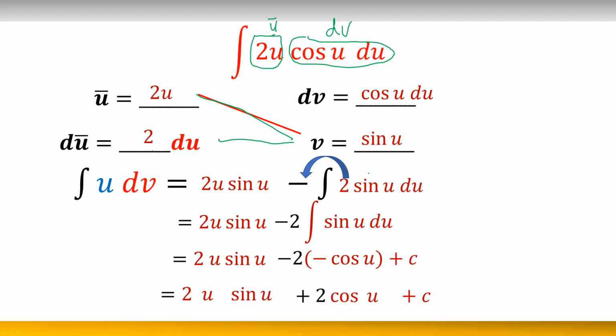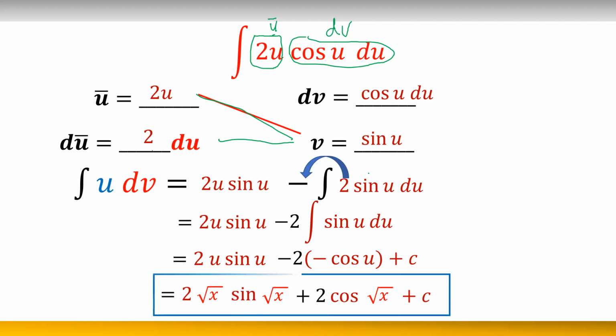Pero ano nga yung u natin? That will be square root of x. So, 2 square root of x sine square root of x plus 2 cosine square root of x plus c. Ayun. And that becomes our final answer. Okay. So, pwede pala, no? Kanina, nag-integration by parts, tapos integration by parts sa loob. Tapos, integration by parts, tapos may algebraic substitution sa loob. Ito naman, kinailangan nating mag-algebraic substitution muna bago mag-apply ng integration by parts. Okay, that's it for our question number 1.